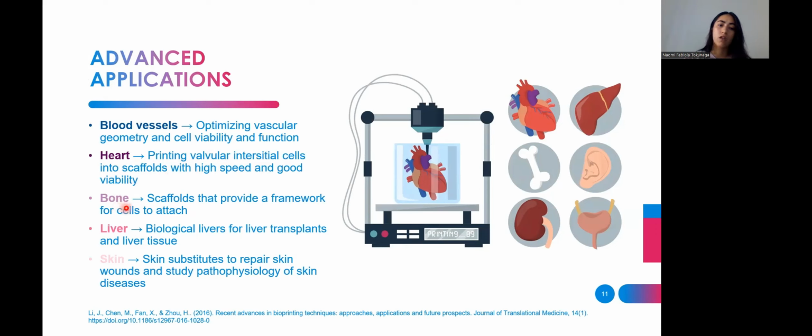With bone and cartilage, we can build scaffolds to provide a framework for the cells to attach. For the liver, we can make biological livers for a liver transplant. And also we can build liver tissue if it is ever damaged. And finally, we can make skin substitutes to repair skin wounds. And also, very importantly, we can study the pathophysiology of skin diseases.